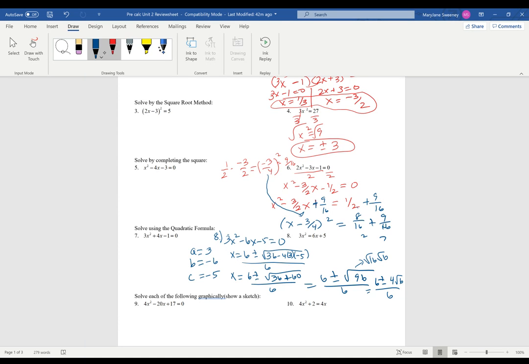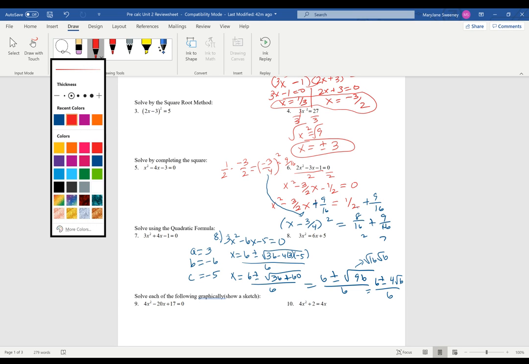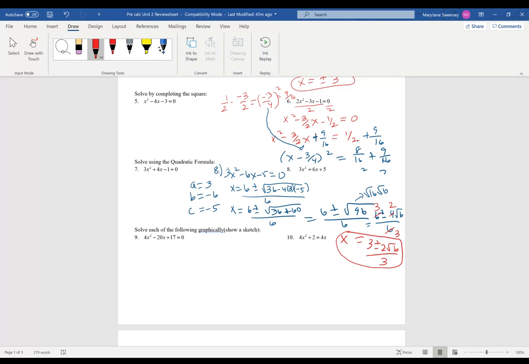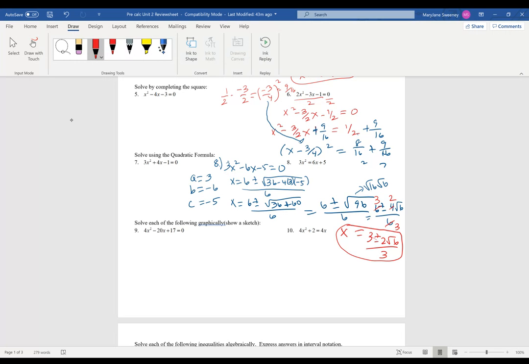And then remember, you have to simplify. So 4, 6, and 6, you can take out a factor of 2. So you're going to take a 2 out of here, get 2, 2 out of here, get 3, 2 out of here, get 3. So your answer is x equals 3 plus or minus 2 radical 6 over 3. You cannot just slash those 3's out. Sometimes people want to slash the 3's. But no, the 2 radical 6 also has to get divided by 3. So you do not want to slash the 3's.